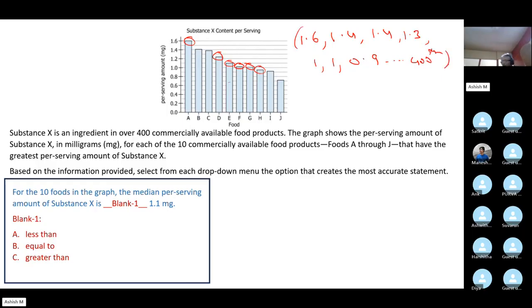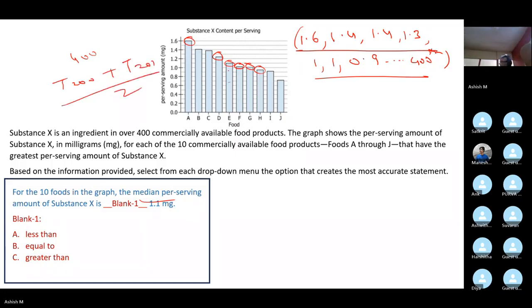Food products, correct? So now we have to talk about median. Since there are a total of 400, going back to this, these are 400 entries. So what will be the median? Technically, the 200th plus 201st divided by 2. Correct? So now notice clearly.